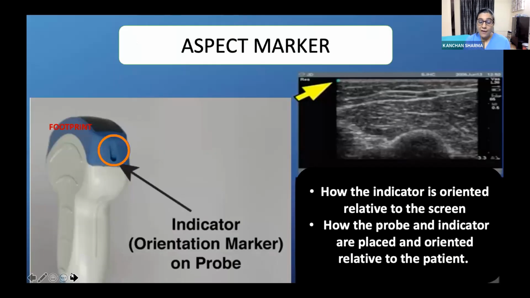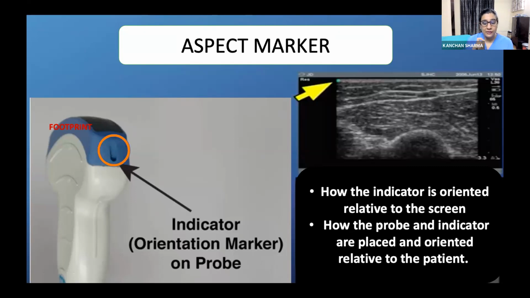Now, second thing, every probe has an aspect marker. It could be a light or some groove. My probe has a light, while GE probes have a groove-like thing, which is here. What is this aspect marker going to tell you? It tells you how exactly your probe is oriented and how exactly the image is oriented. I will tell you the importance of this aspect marker when I show you, so you will understand it better.